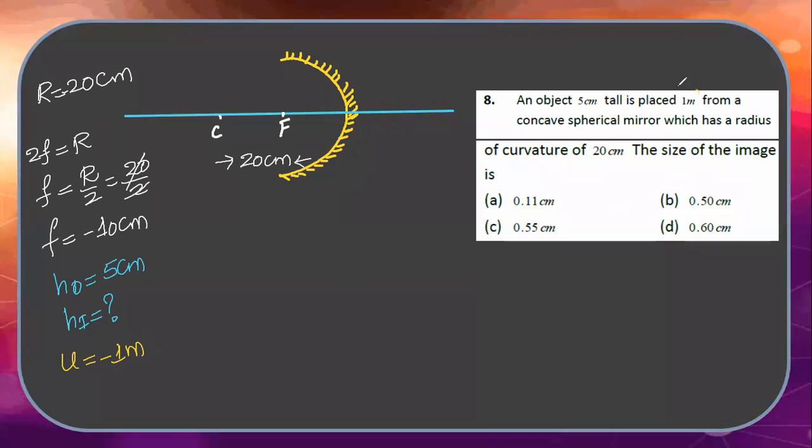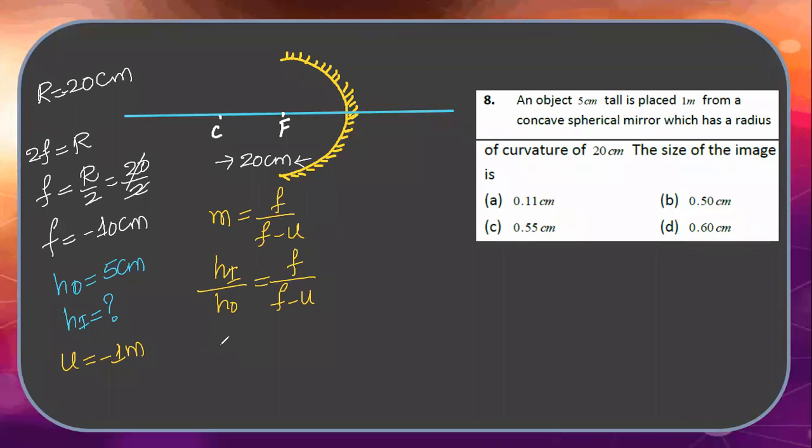See, they have mentioned the object is placed at 1 meter distance from the mirror. As we are taking the sign conventions, we will get -1. It is -1. Therefore, we can take the shortcut formula: M is equal to F divided by F minus U, or M is equal to height of the image divided by height of the object, that is equal to F divided by F minus U.